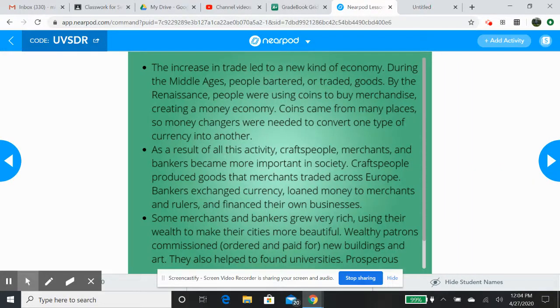So the increase in trade led to this new kind of economy where during the Middle Ages people bartered or traded goods. That's what I just was telling you guys about. By the Renaissance, though, people were using coins to buy merchandise, creating a money economy. And these coins came from many places, so money changers were needed to convert one type of currency into another.